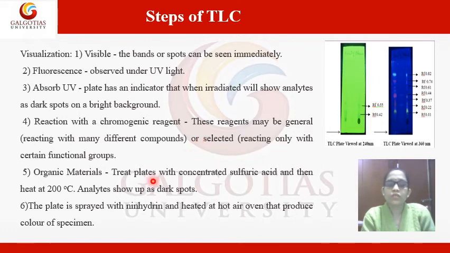There is also some organic material which can be used for spraying. That means for some TLC we can use sulfuric acid spray, that is, 5% sulfuric acid or 10% sulfuric acid spray, for some compounds. Then after spraying we will heat the TLC plate. Then after heating we will analyze the TLC spots on the TLC plate.